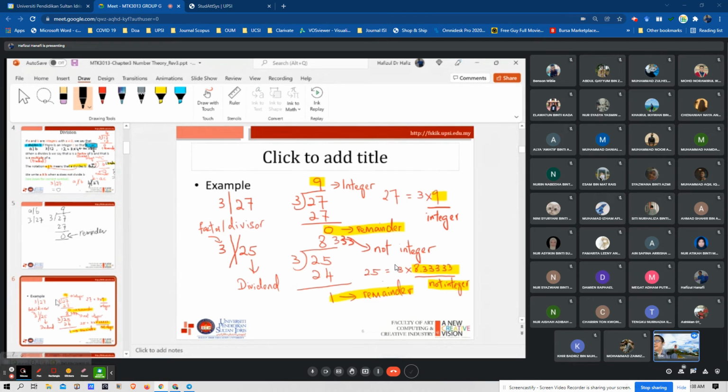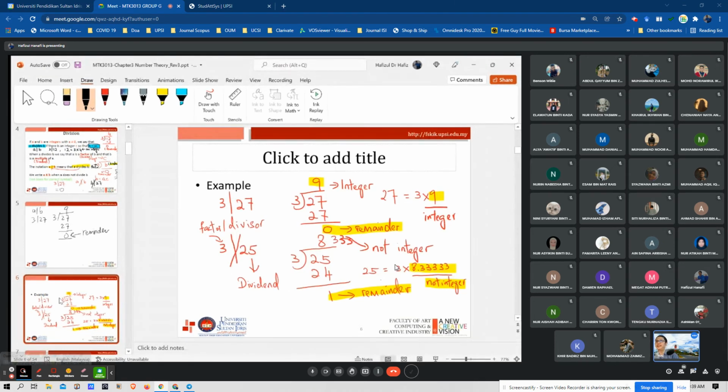For example, we have 3 dividing 25, and we have the dividend. The dividend, 25, you put in the dividend place. We have a remainder. And then you can see this one is an integer. 3 divided by 9, the remainder is 0. You can say 27 is the result of 3 multiplied by 9.